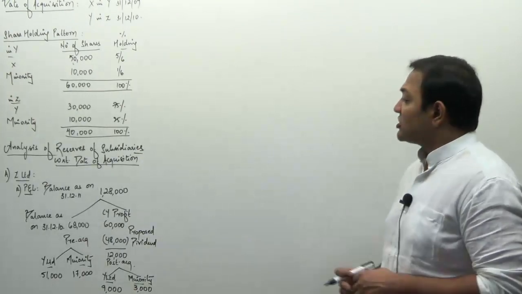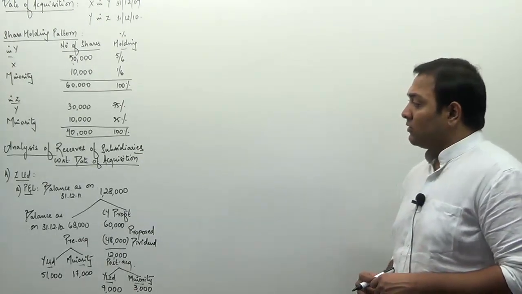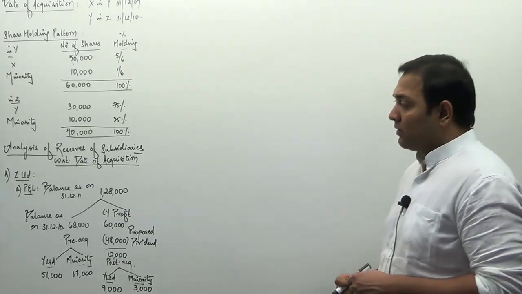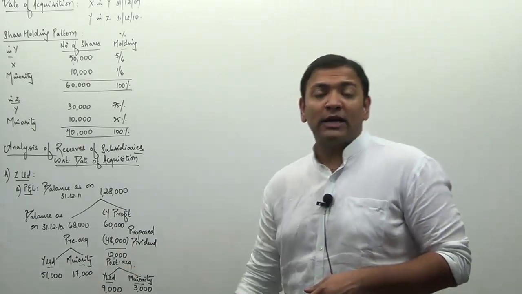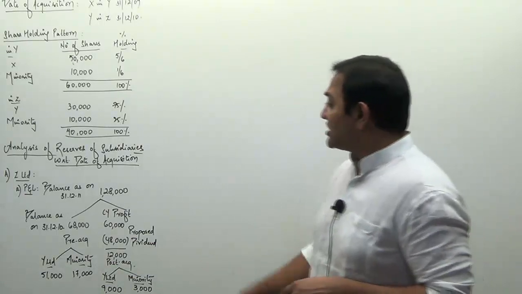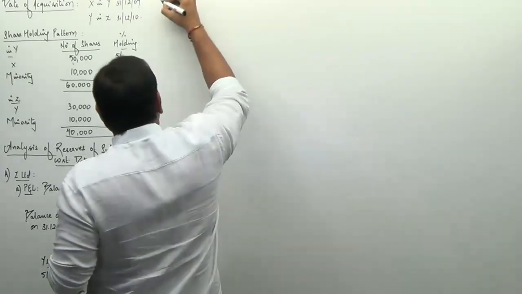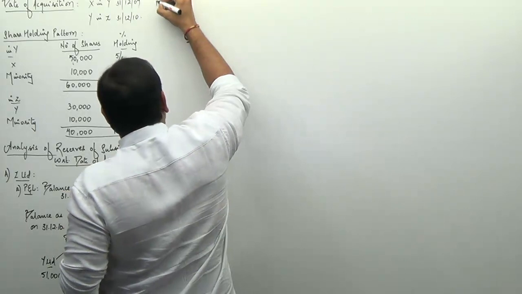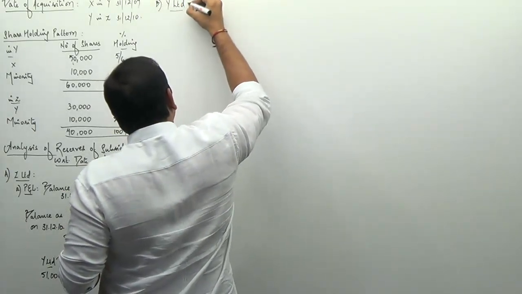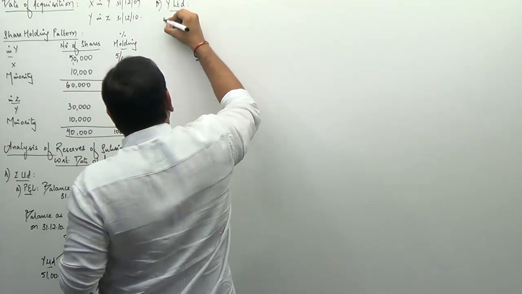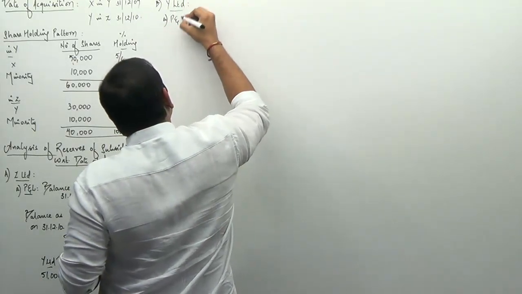So that has given our distribution of Z. For Y, we need to go for a distribution table because we need to add Y's share of post acquisition reserves in Z. So let's start analyzing for Y Limited. This is crucial, guys. Same, only one reserve, P&L.